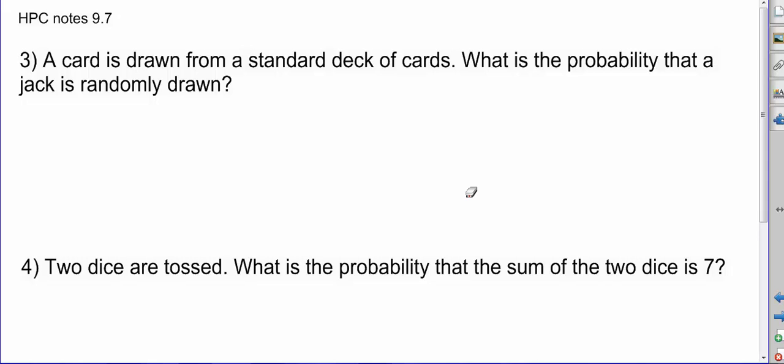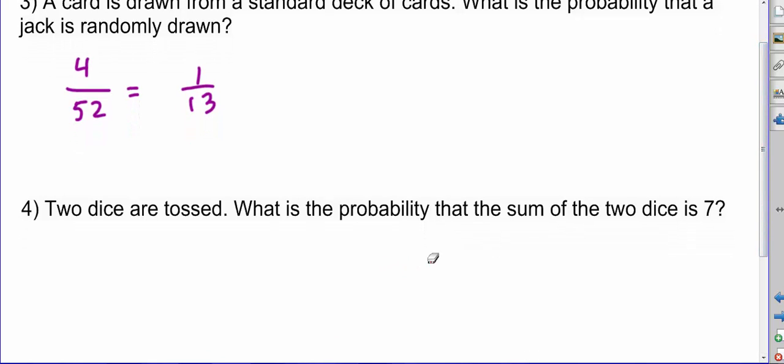A card is drawn from a standard deck of cards. What is the probability that a jack is randomly drawn? Folks, if you're not real familiar with the deck of cards, you'll want to look that up. Just Google it. I'm sure you can find it. But essentially the idea is we have 4 jacks, 1 from each suit. There are a total of 52 cards. That gives us a fraction of 1/13.